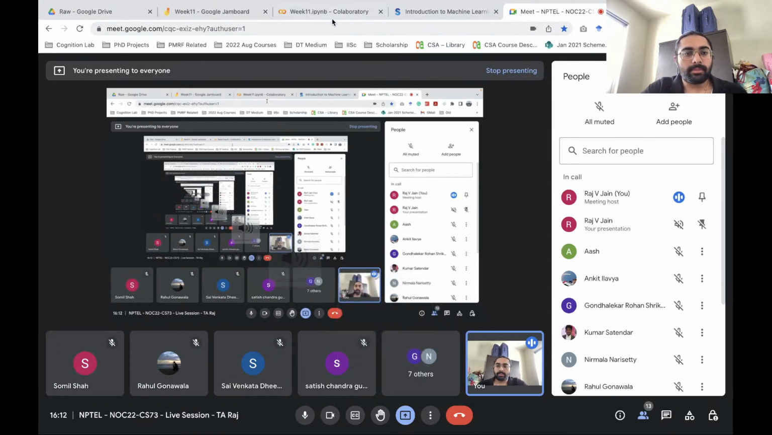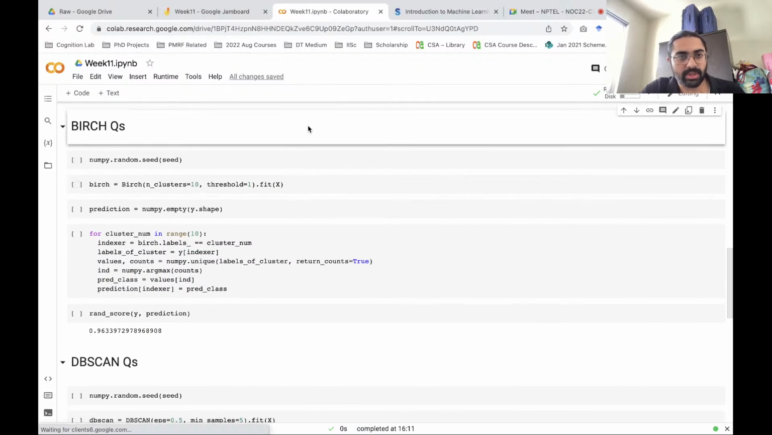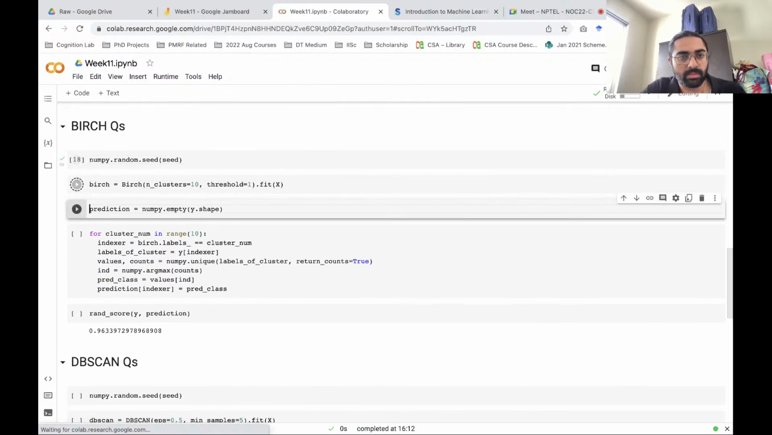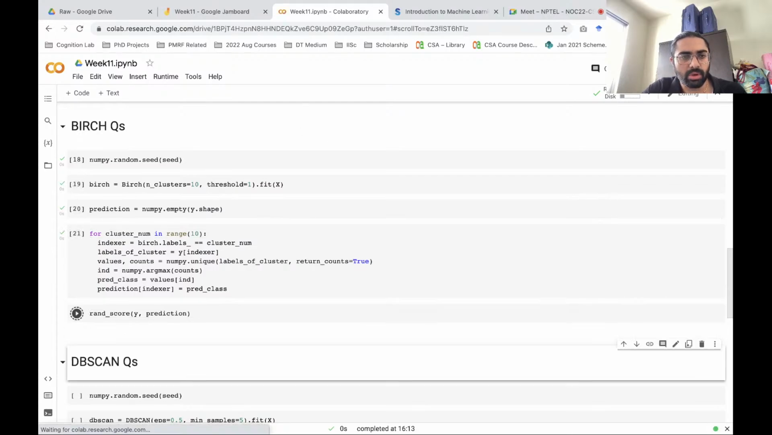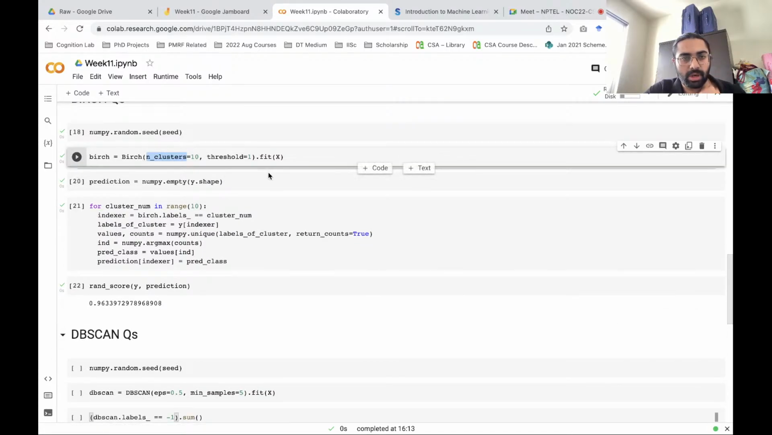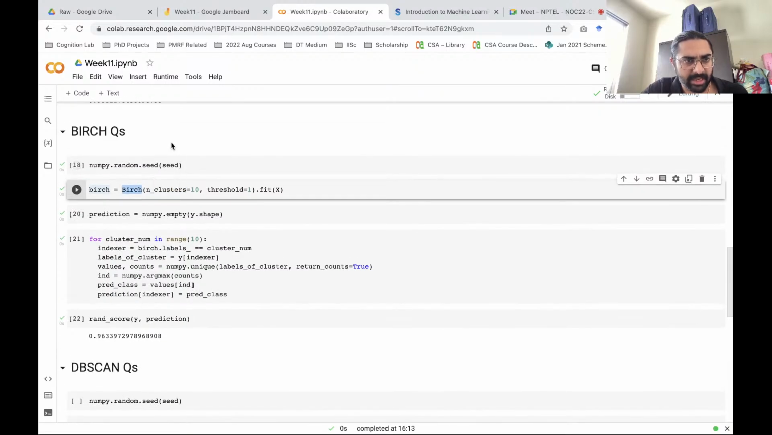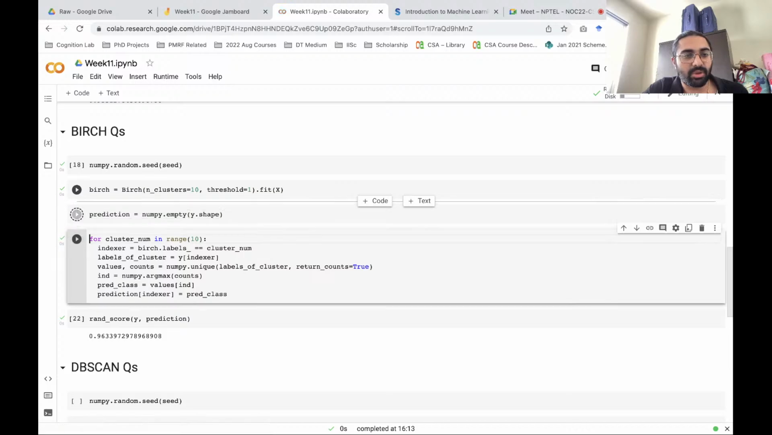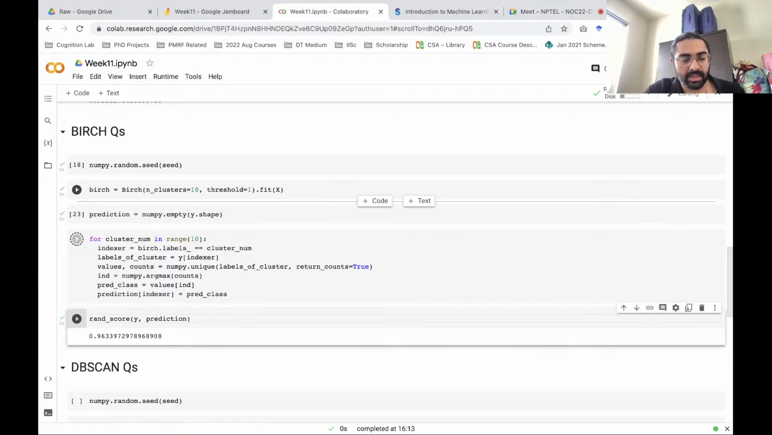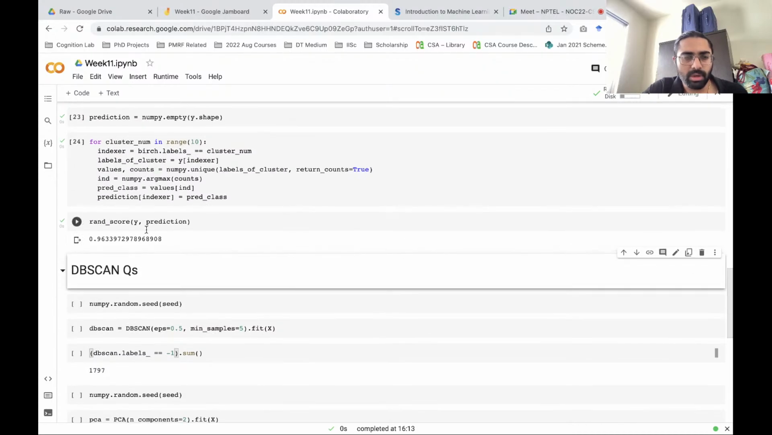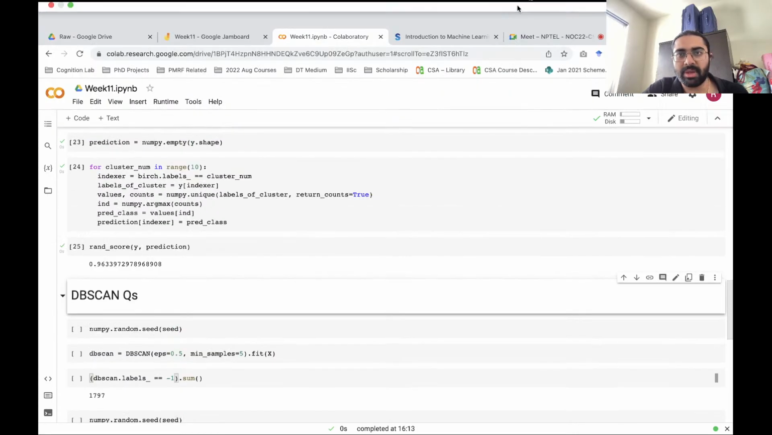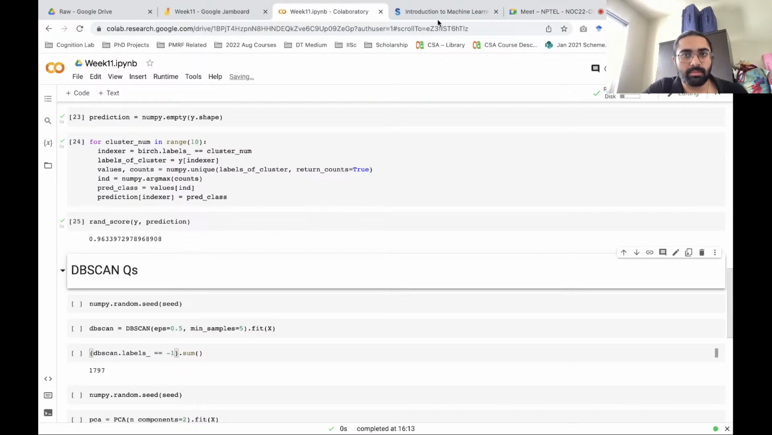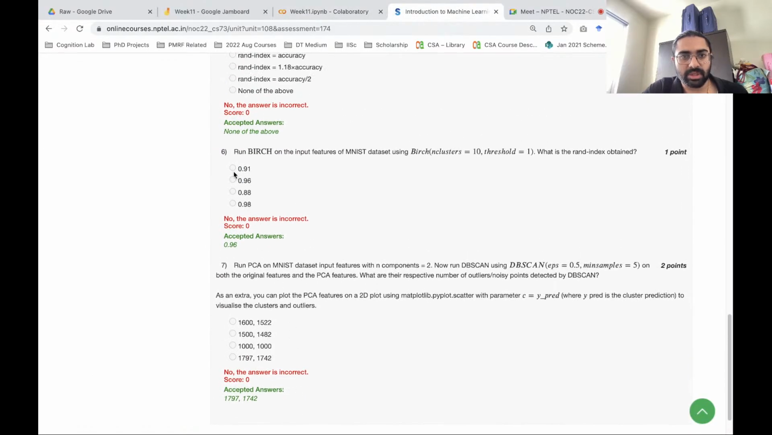Okay, then the Birch question that was there. Similar sort of an idea. You'll again take 10 clusters under this Birch algorithm. I'm not sure exactly what the Birch algorithm is, but then I guess that's the thing about not knowing. So you can get your predictions with the same idea, and then use your rand score metric to understand what your rand score would be. This turns out to be 0.963, which is your answer in the Birch question.